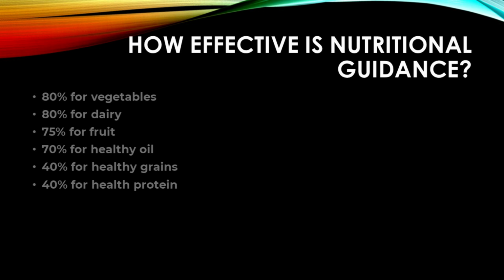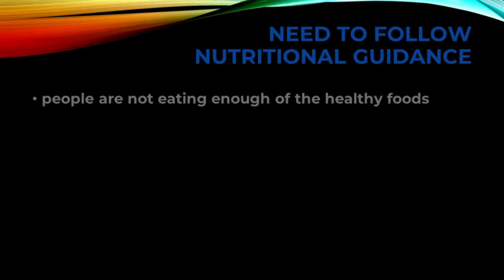The same people exceed the recommended daily intake of other food groups: 90% for sodium, 60% for saturated fats, 60% for refined sugar. To put it simply, people are not eating enough of the healthy foods they should eat and are overeating foods that are unhealthy and dangerous in excess.